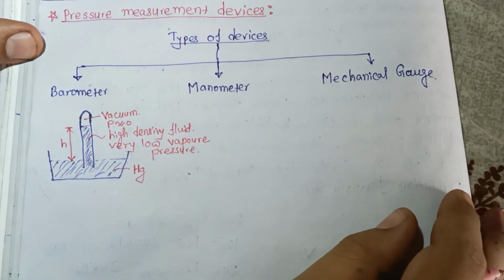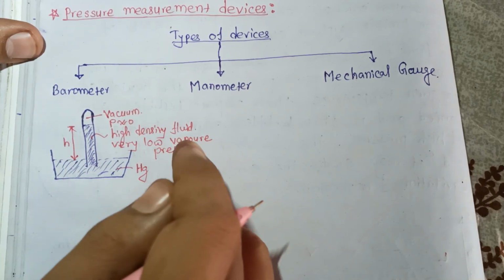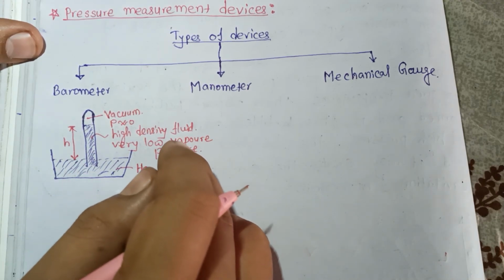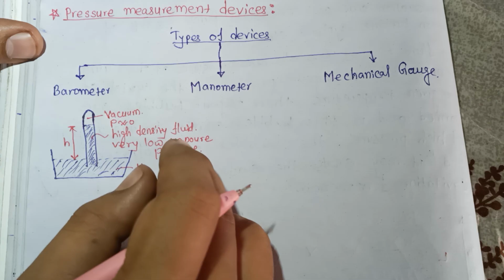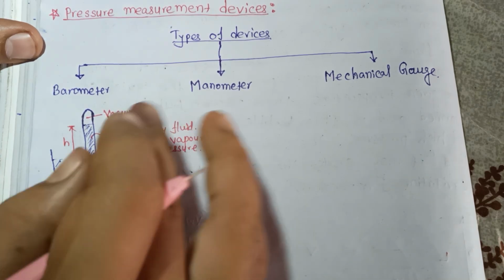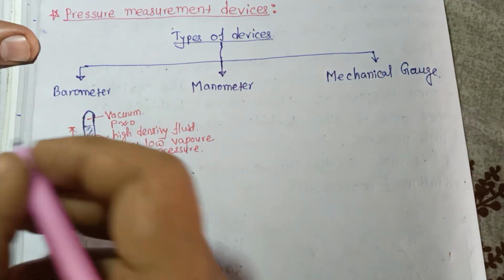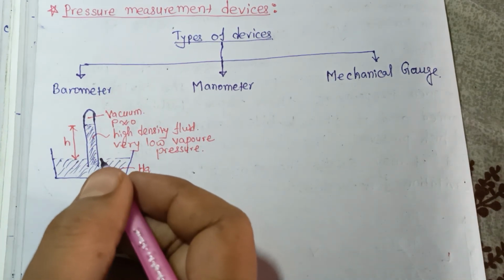In the previous lecture we saw that the vapor pressure of mercury is very low, almost equal to 0.17 kilopascal at 20 degrees Celsius temperature. So this is all about the barometer. The barometer was first invented by Torricelli.